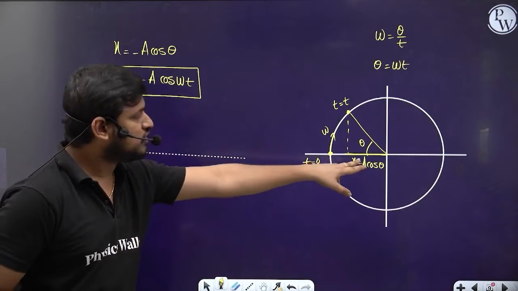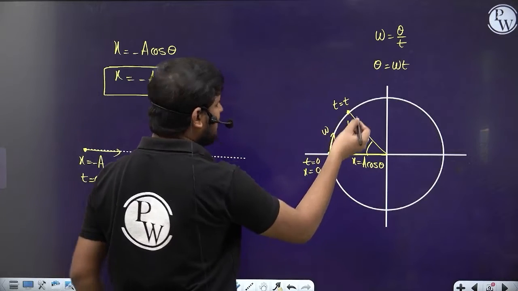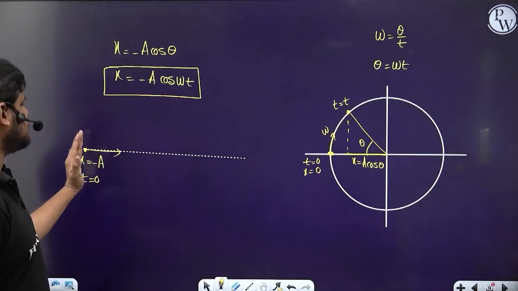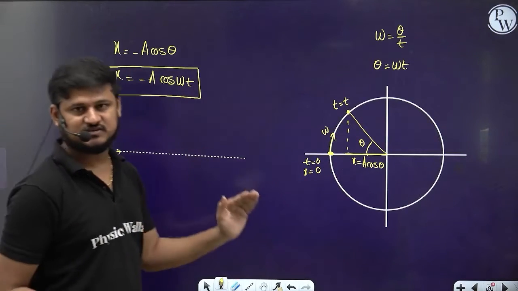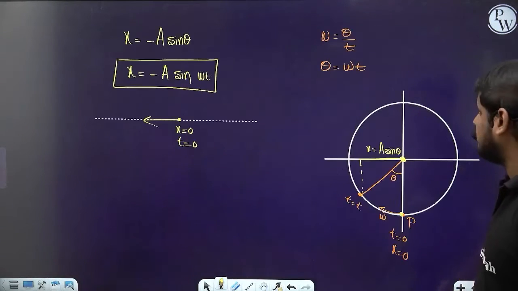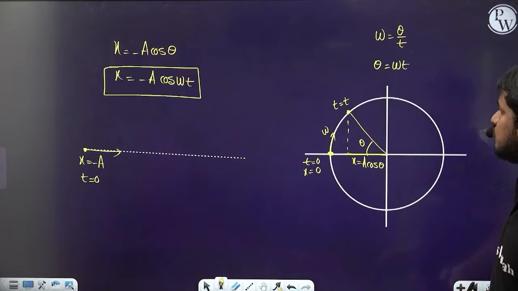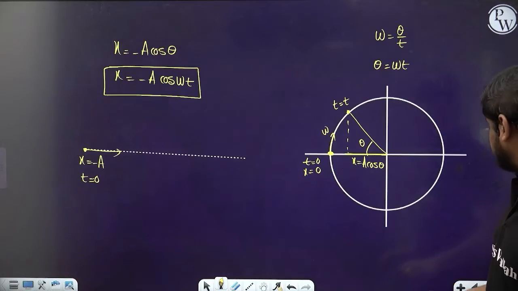So in the circular motion, the particle is starting from here. In the straight line motion for the same equation, the particle will start from the left extreme. We discussed it already. Alright? So this one is also done. Now the projection on the vertical diameter. Before that, let's take one more scenario.